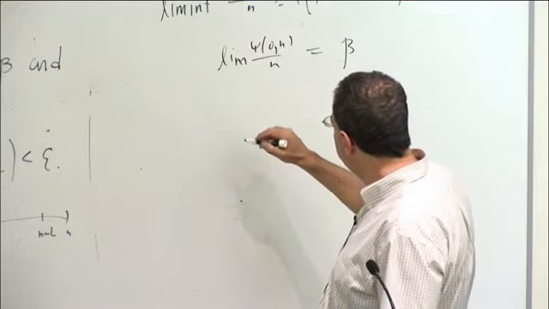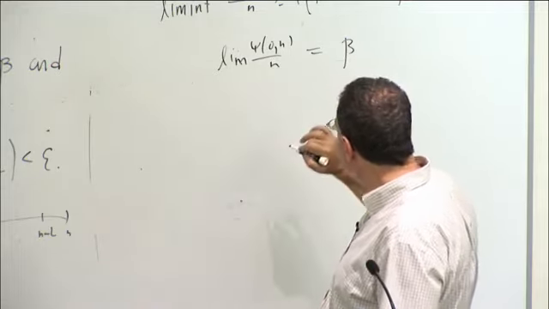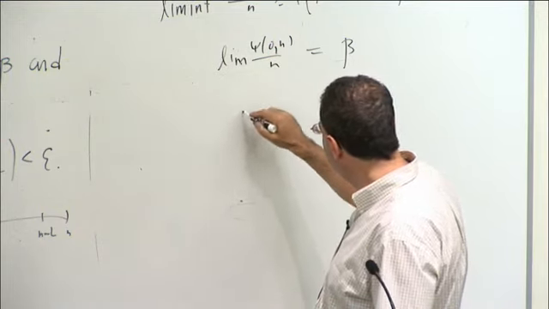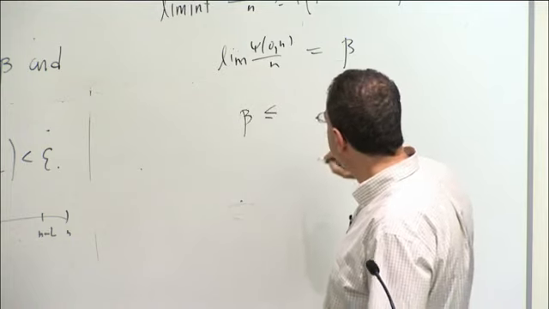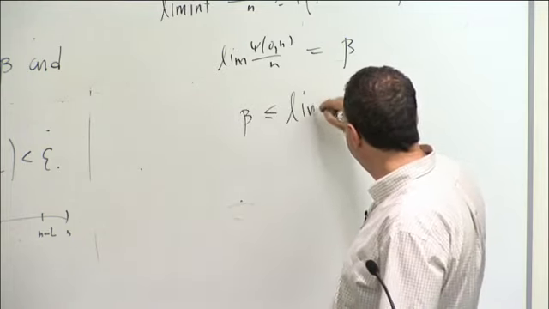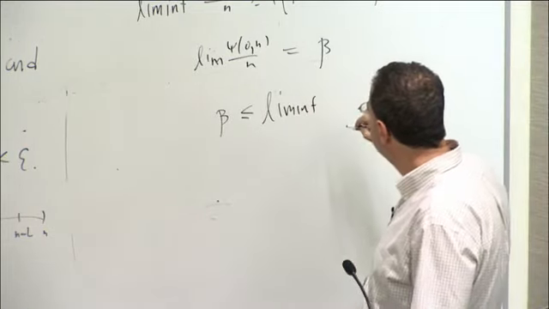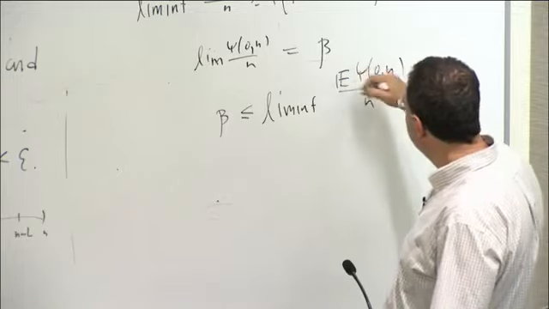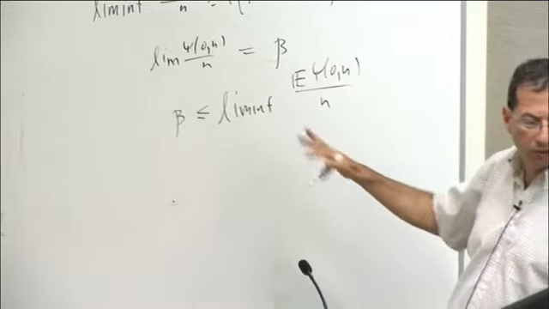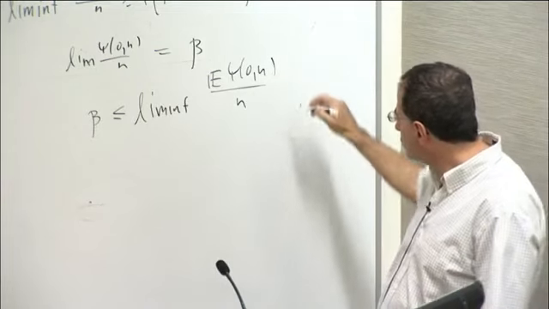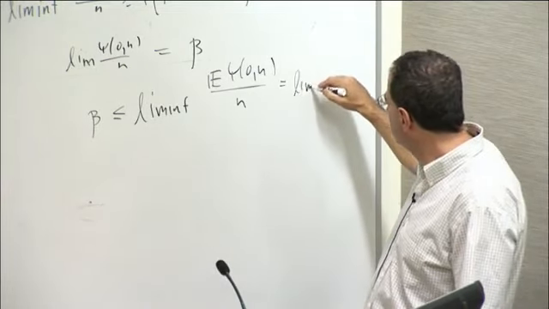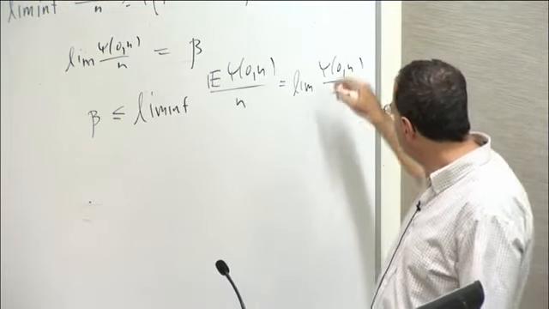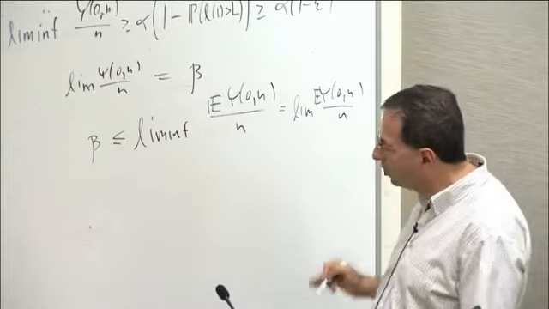So then from Fatou, if we take expectation, we get that the expectation of the limit, which is beta, is at most the lim-inf of the expectations. But this is a superadditive numerical sequence, so the limit exists, and so beta is at most this limit.